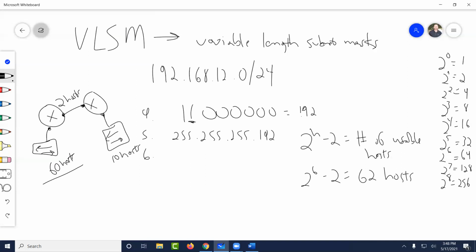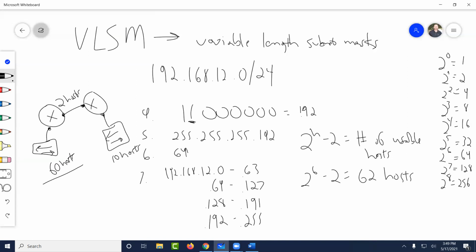With step 6, we need to find our variable. Well, our magic number or variable is 64. And in step 7, we find our ranges. So 192.168.12.0 to 63, 64 to 127, 128 to 191, 192 to 255.